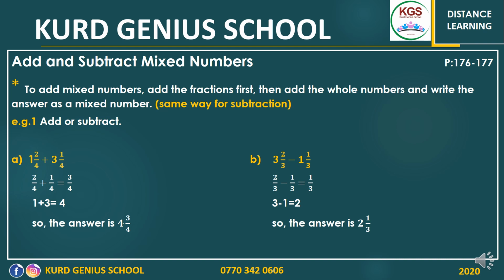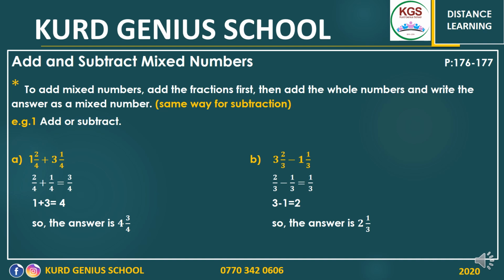Example given 1, add or subtract. We have 1 and 2 over 4 plus 3 and 1 over 4. First we have to add the fractions together. So we have 2/4 plus 1/4. Or you can say 2 over 4 plus 1 over 4. And since the denominators are equal, it's very easy. Just add the numerators. 2 plus 1, 3. So we have 3 over 4.